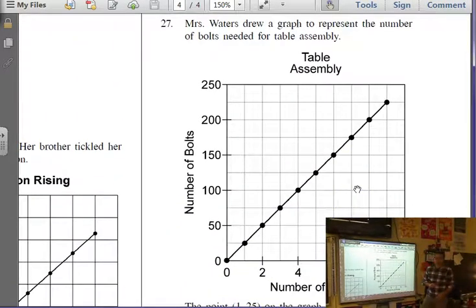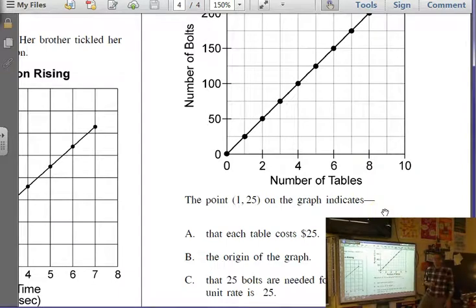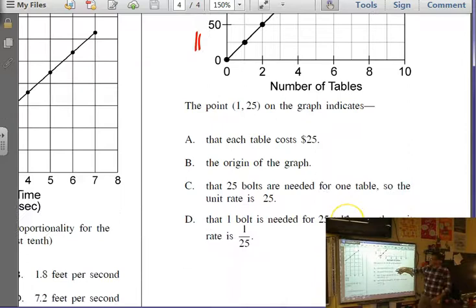And finally, Miss Waters is building a table, and she drew a graph for table assembly. We are asked, what does the point (25, 1) represent? Hopefully you can see this even though my little screen is in the way. So this point right here, we'll analyze what is the 25. That's bolts. What is the 1? That's tables. So 25 bolts, 1 table. Either 1 table needs 25 bolts or 25 bolts are needed for 1 table. Either way, that statement says the same thing.